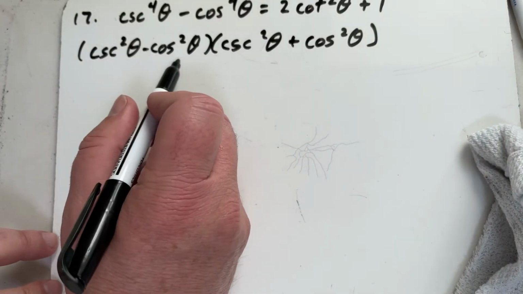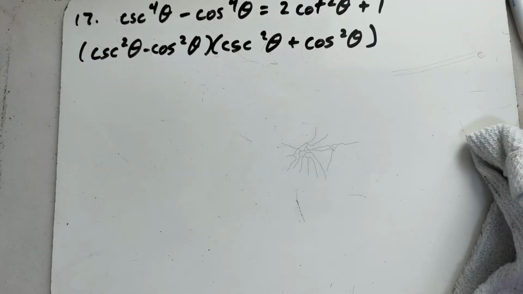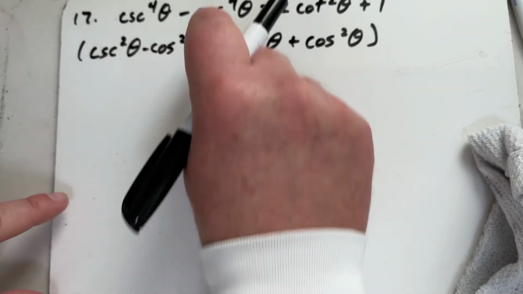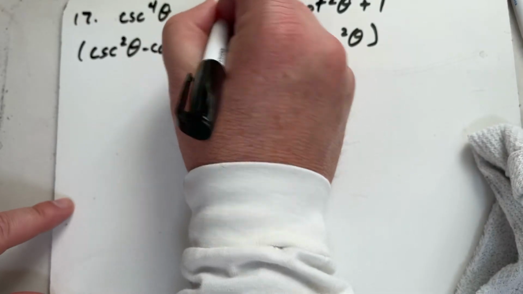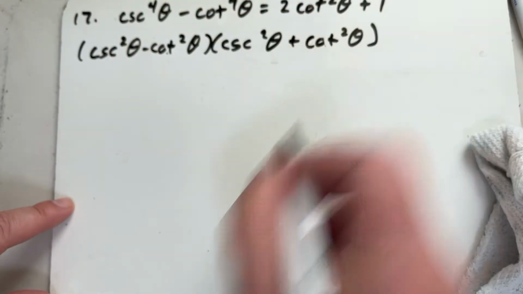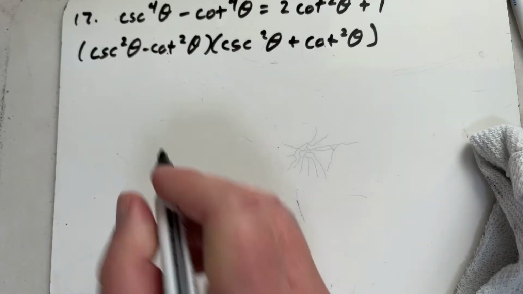This here, cosecant squared minus cosine. Is it cosine or cotangent? Those are tangents. Oh my gosh. Sorry, folks. Change those, please. I wrote them down wrong. Cotangent, cotangent. There we go. Now we have a Pythagorean identity right here. This equals 1.